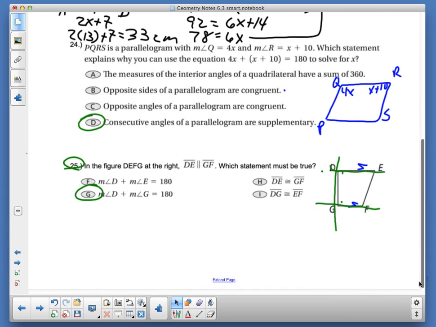Last two. These are straight up property ones. You're just circling which one's which. Now, keep in mind, this is completely here for review for the final and review for the test itself.